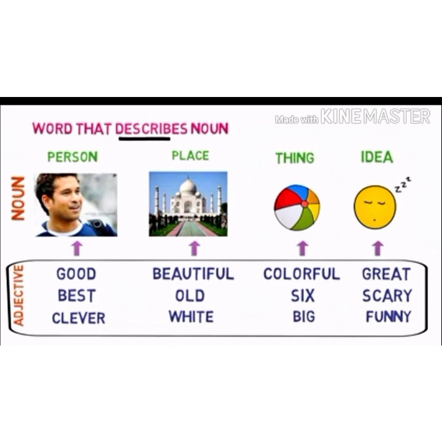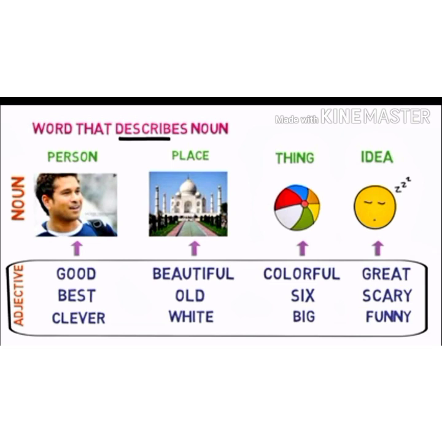So in the next picture, you can see we will talk about a thing, and it's a round ball which is very colorful and has six colors on it, and you can also notice that it's quite big also. So how many adjectives over here? Colorful, six, and big.